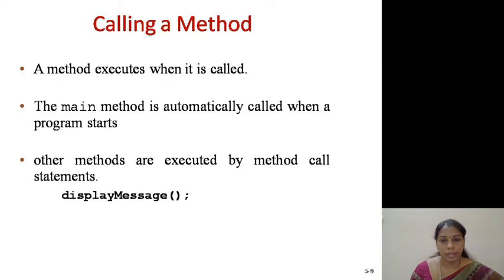Next, how to call the method. A method is executed when it is called. There is one exception. The main method is automatically called when a program starts. So there is no need to explicitly call the main method. So automatically the main method is executed when the program starts. Suppose if I want to call the user defined function in the sense, we have to make an explicit call. displayMessage is a function name, so that function name and then opening and closing parenthesis followed by the semicolon. This is the way to call the method.